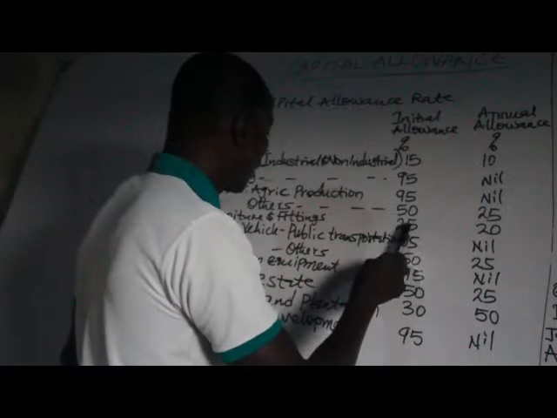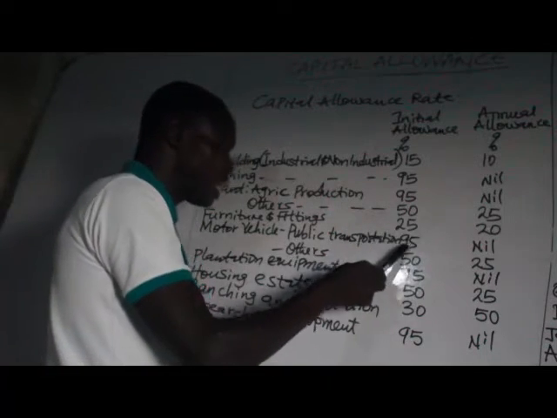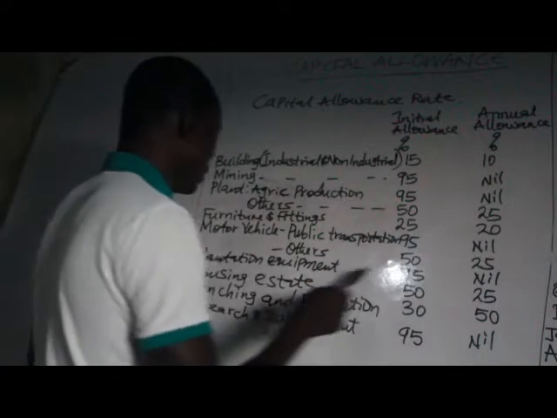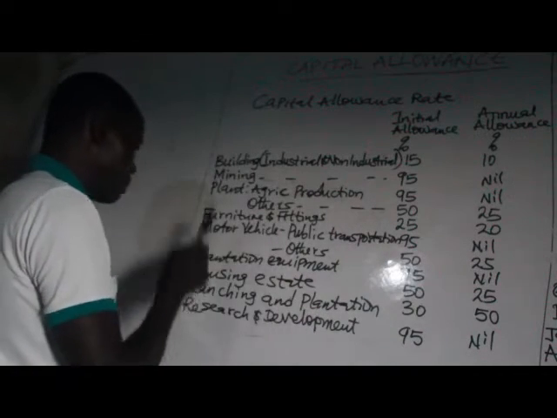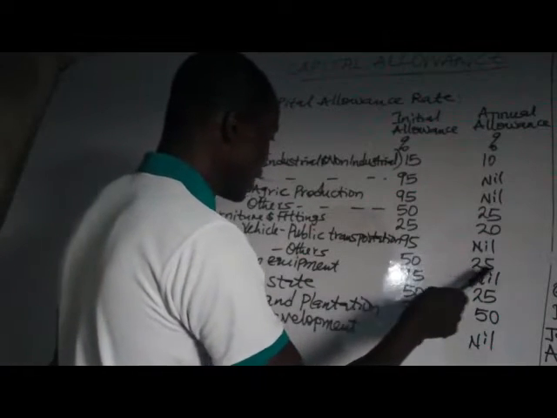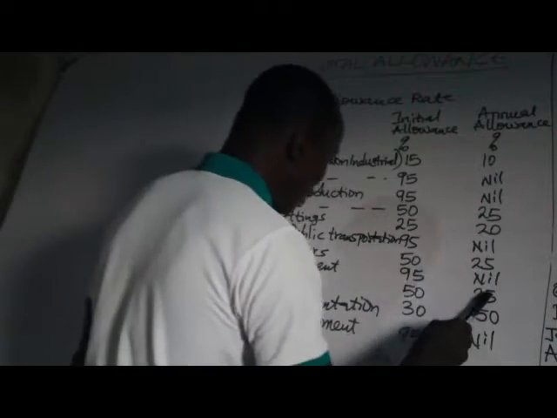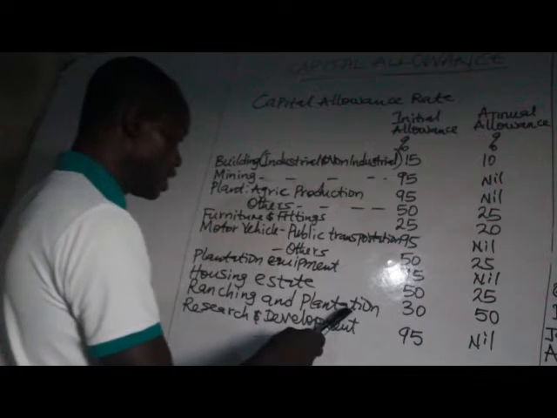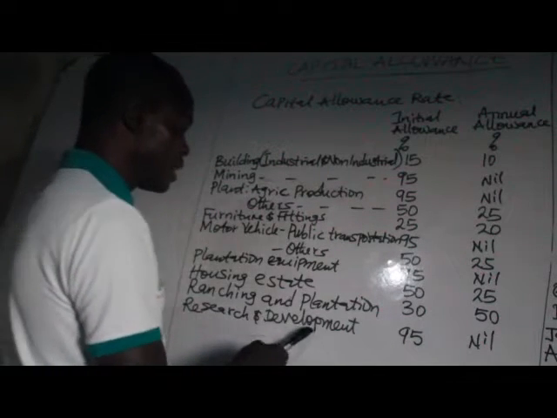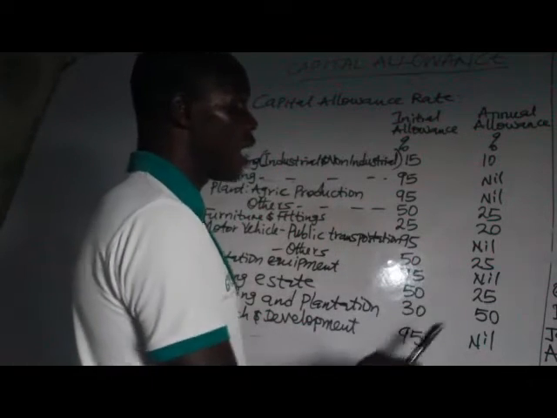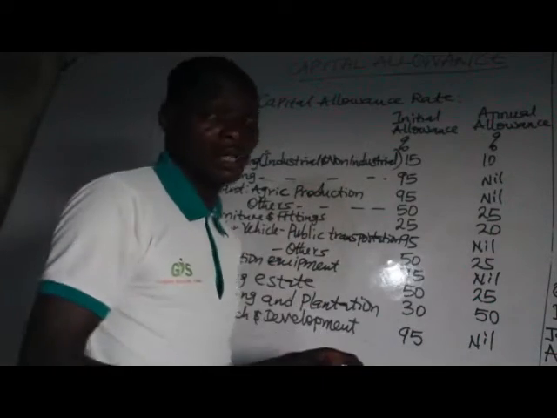Furniture and fittings: initial allowance 25%, annual allowance is 20%. Motor vehicles for public transportation: initial allowance is 95%, annual allowance is nil. Other motor vehicles: initial allowance 50%, annual allowance 25%. Plantation equipment: initial allowance 95%, annual allowance nil. Housing estate: initial allowance 50%, annual allowance 25%. Ranching and plantation: initial allowance 30%, annual allowance 50%. Research and development: initial allowance 95%, annual allowance is nil. So these are the capital allowance rates.